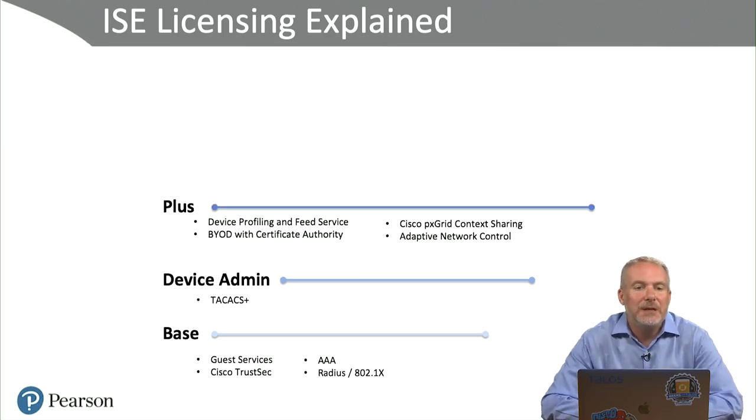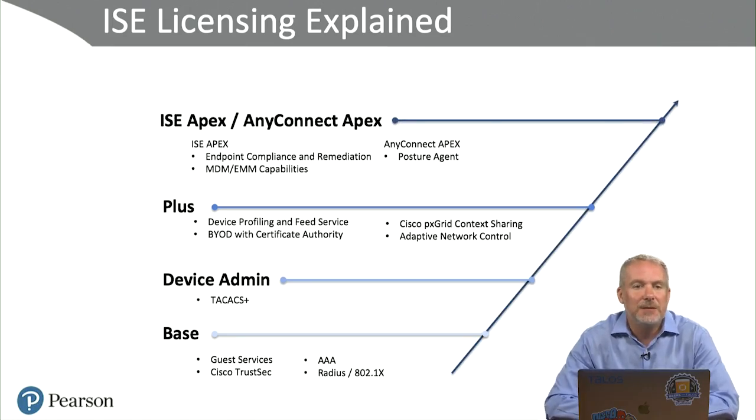Plus is where you're going to start seeing things come in like profiling. I can actually profile with base, but if I want to use any of those attributes in a policy, I have to have plus licensing. Plus licensing also adds things like the certificate authority and BYOD functionality, as well as context sharing with PX Grid, and our adaptive network control service, which is basically the ability to change the authorization of a session based on an external event, whether it be an IPS event, a network traffic event. We can actually have that system tell ISE, hey, I've seen something happen, do something different with that session. That is what our adaptive network control is.